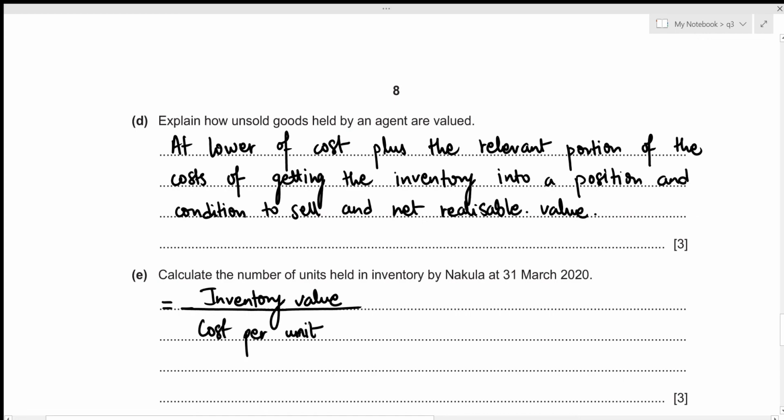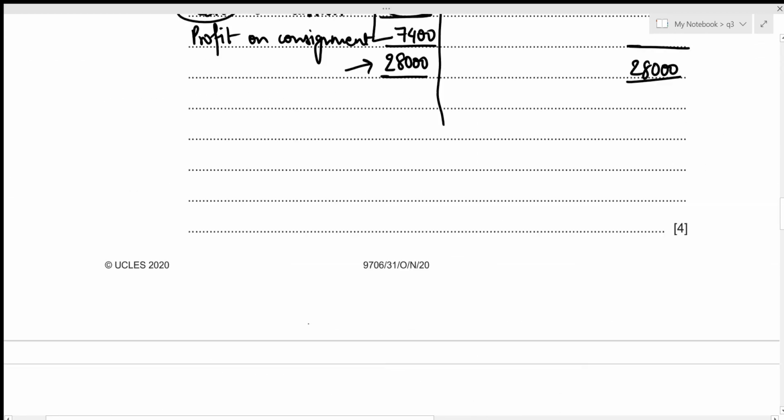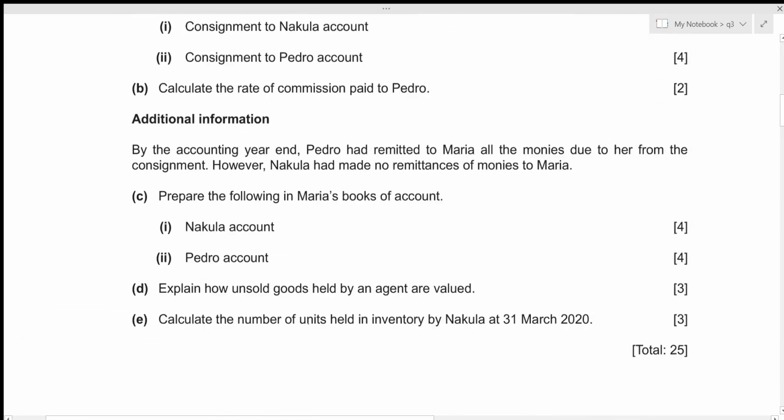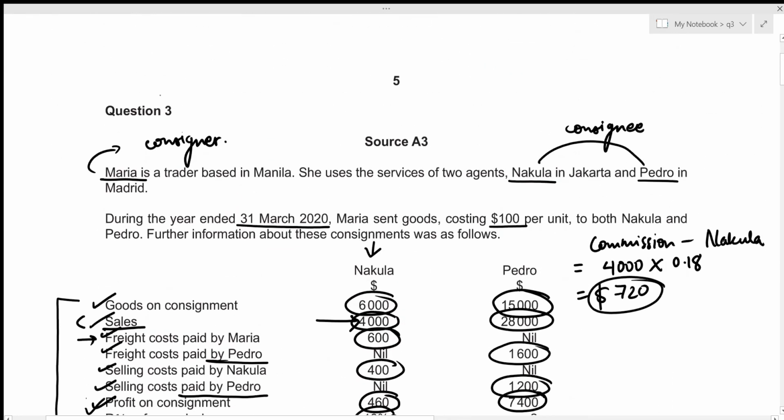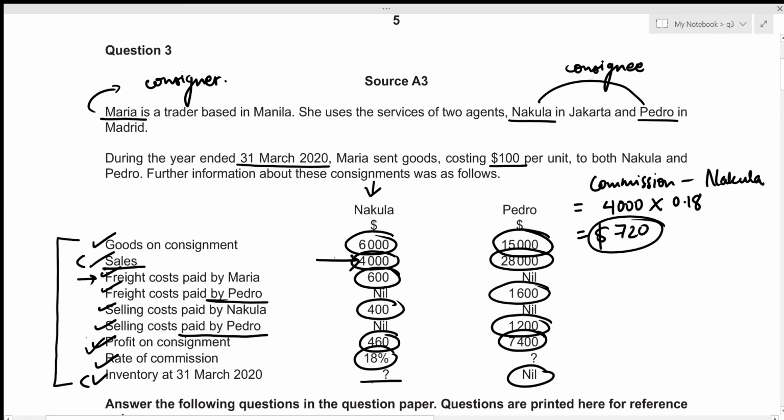Okay, let's have a look at the above information. So firstly, we need to figure out our total cost. Okay, let's write it right here, total cost. And this is the cost for inventory, which means that this should not be including any of our selling and distribution charges, right? So we're talking about Nakula. So the cost will include the goods sent on consignment of 6,000, right? This will definitely not include the sales.